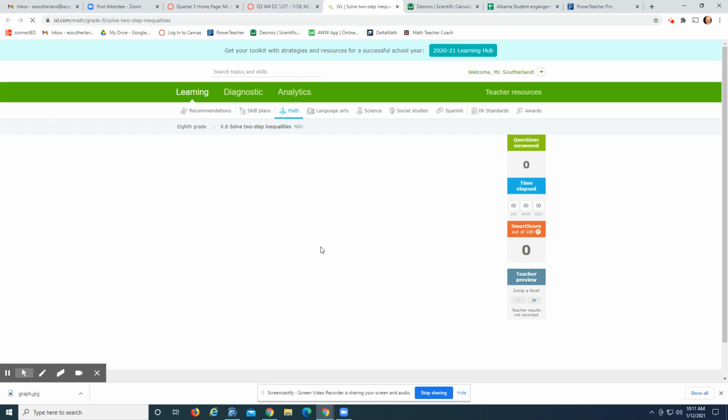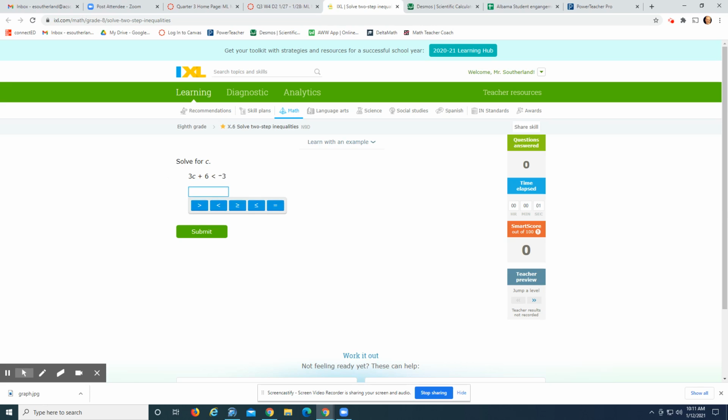So in the last video, we learned that if you flip the equation, you need to change the sign the other direction, or if you multiply or divide by a negative number, you need to flip the sign. And so that's true throughout these types of problems. So we've got 3c plus 6 is less than negative 3. And honestly, I kind of ignore the sign because you solve them just like regular equations.